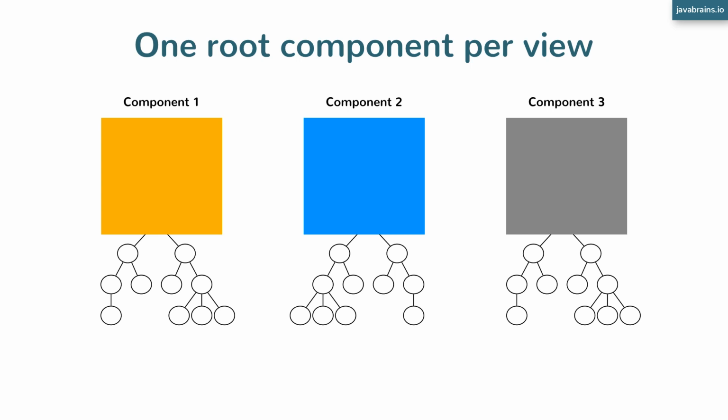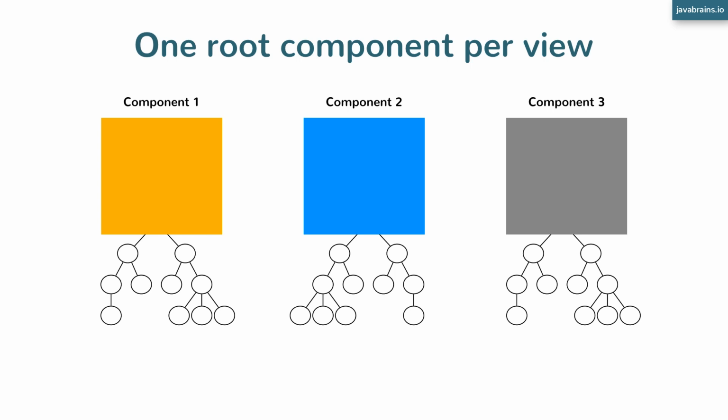Imagine that happening for each view of your application. View 1 has a component tree, view 2 has a component tree, and so on. And each component tree working together knows how to render that particular view. And each such view has a root component. So this is the concept of component-based routing.